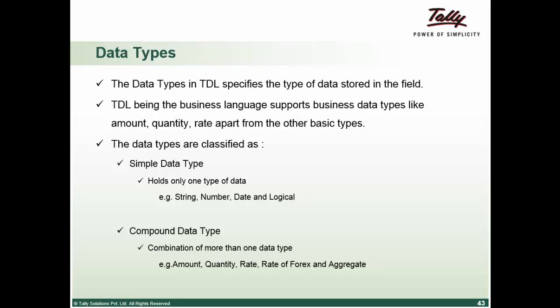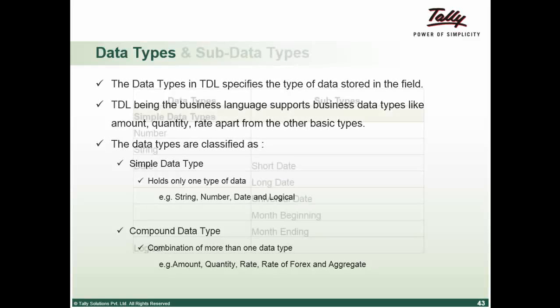A compound data type is a combination of more than one data type. These data types that form a compound data type can have sub data types. The data types that we have are amount, quantity, rate, rate of exchange, rate of forex, aggregate, etc.